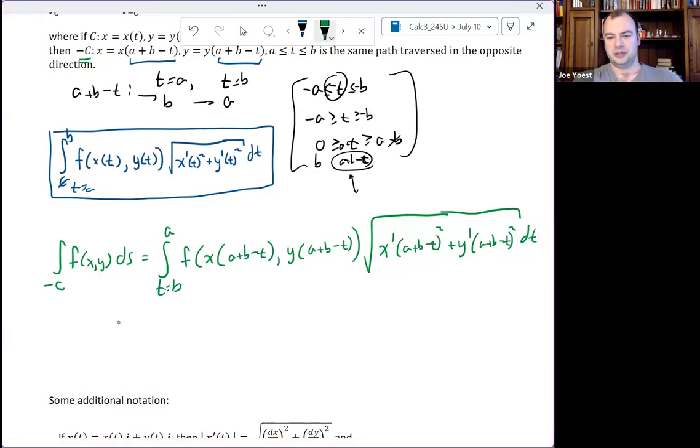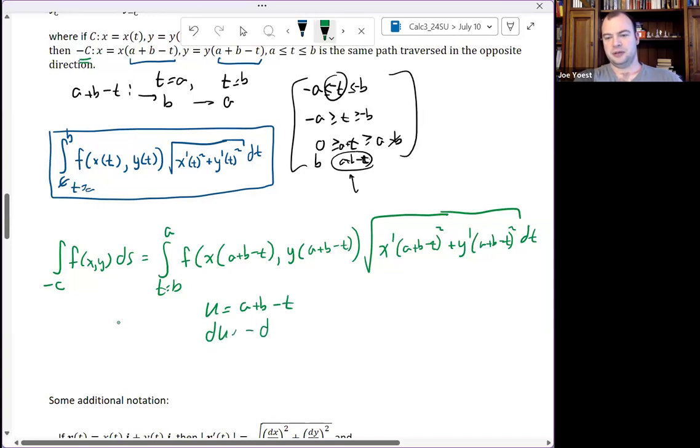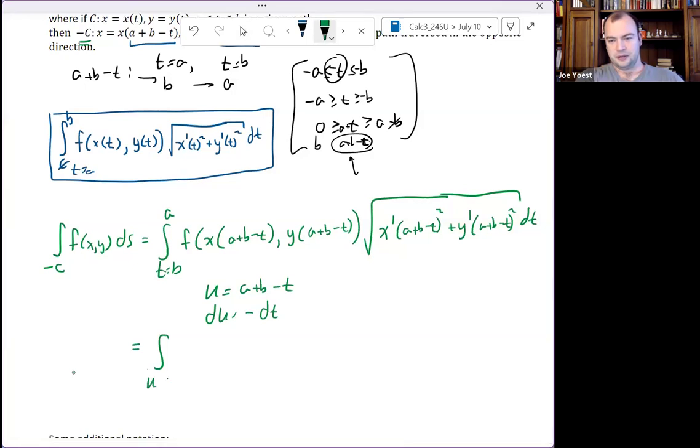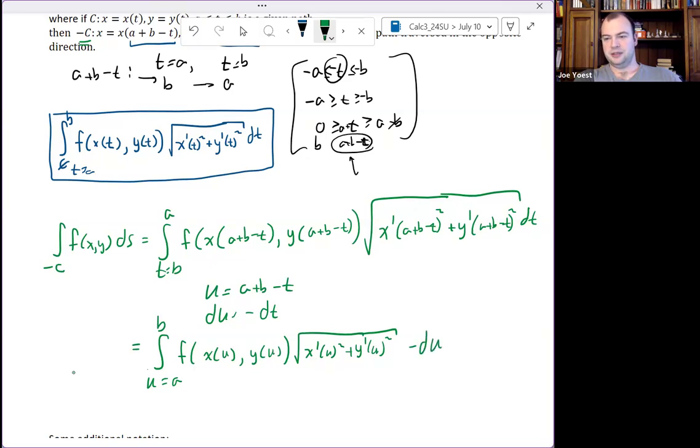And now I'll do a substitution. I'll let u equal a plus b minus t, so du is negative dt. And when t is b, u is a. When t is a, u is b. This is f of x of u, y of u, square root of x prime of u squared plus y prime of u squared, and then minus du.